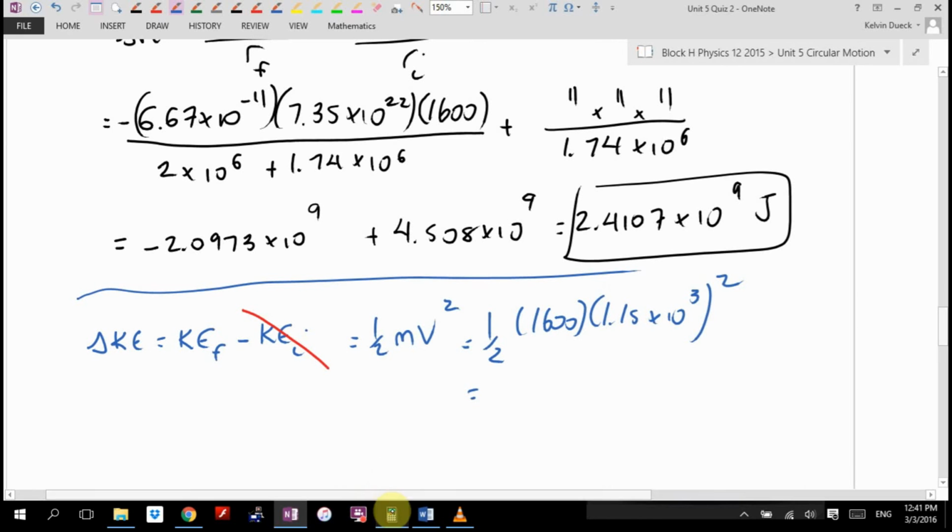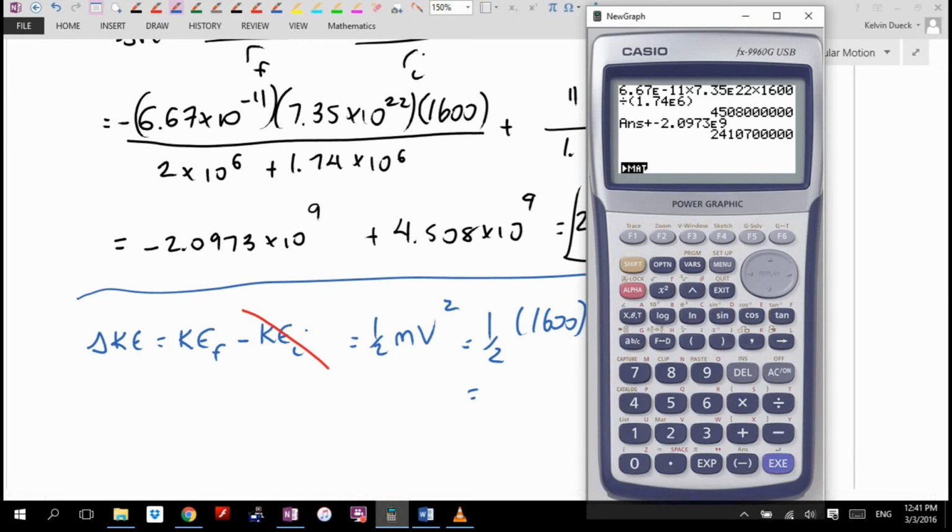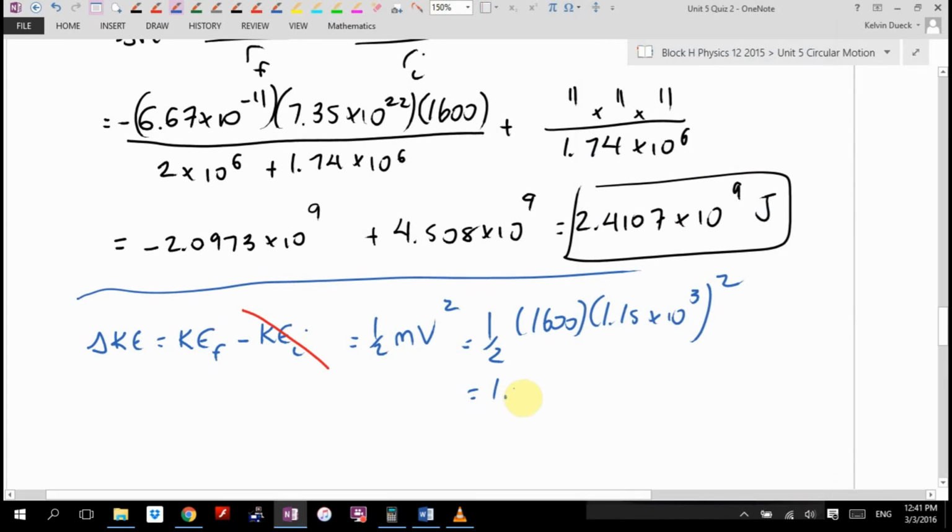My change in kinetic, 0.5 times 1600 times 1.15 times 10 to the 3rd squared. 1.058 times 10 to the 9th. Joules.